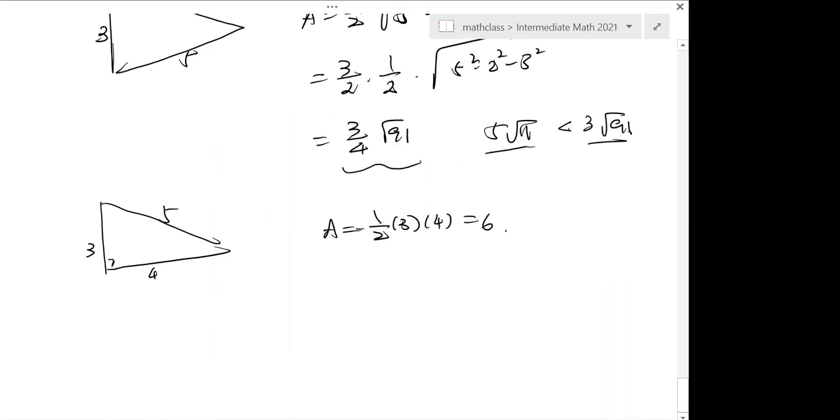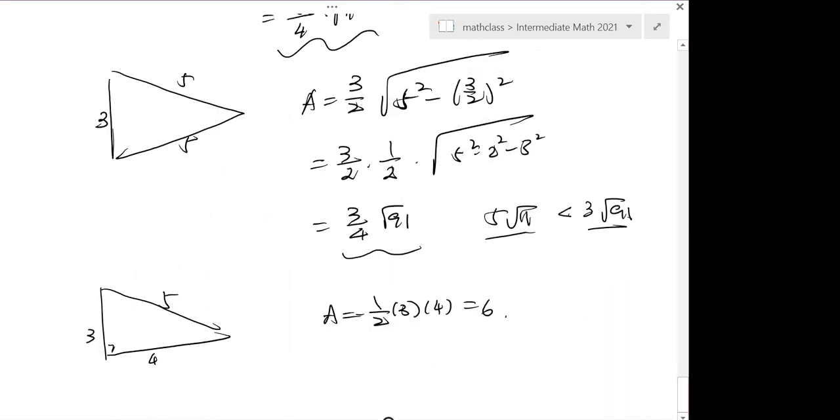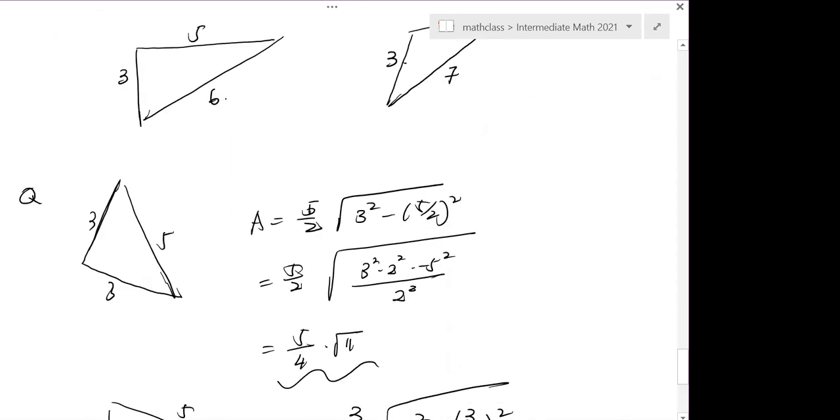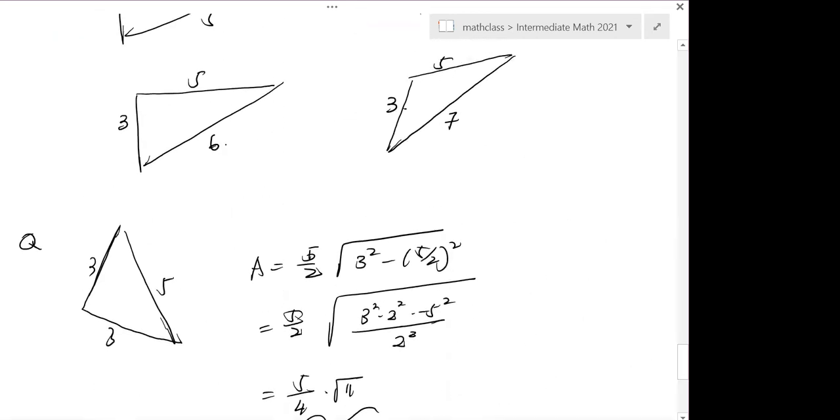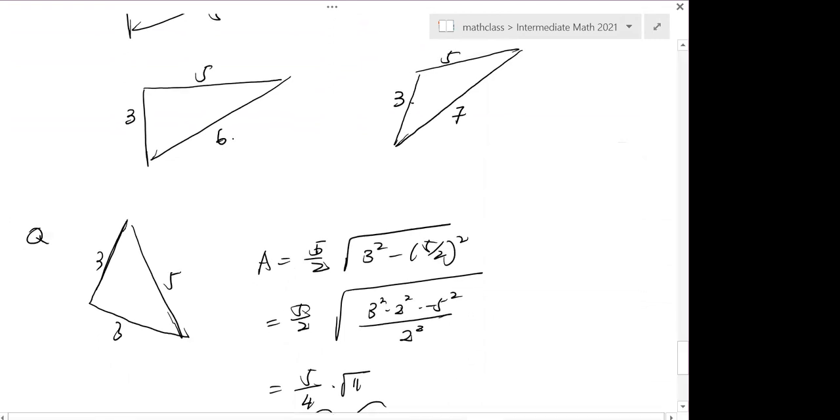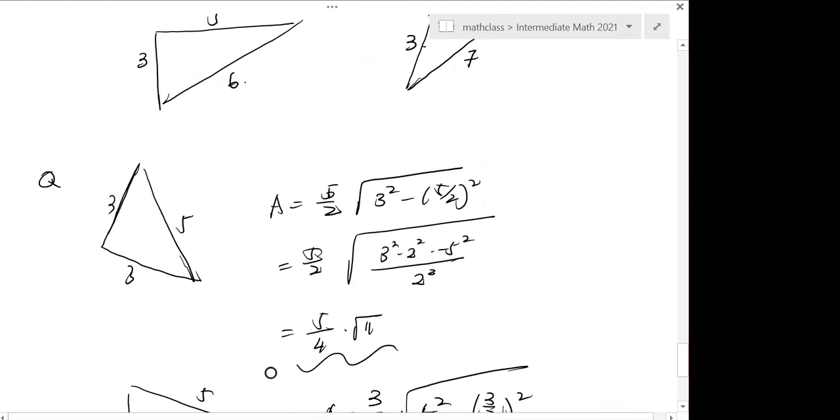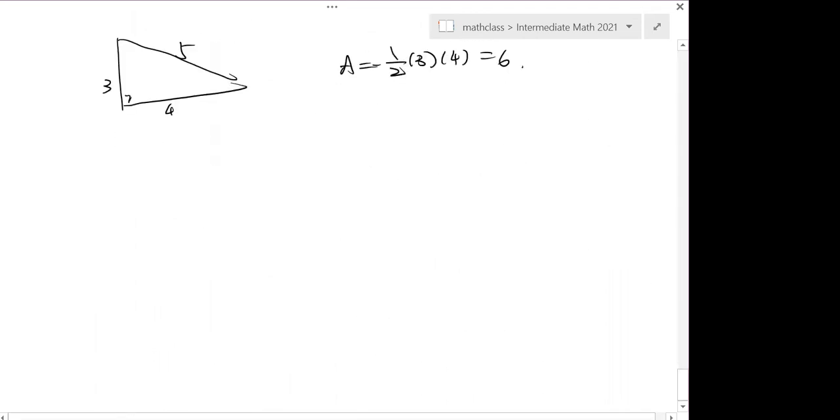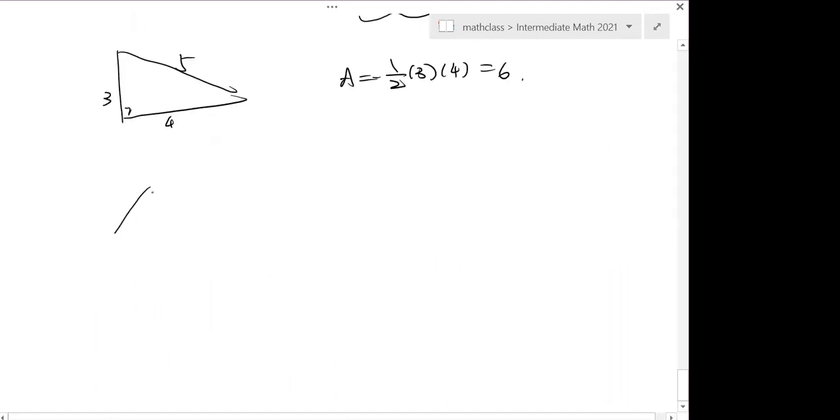Now for the last two. The last two are 3, 5, 6 and 3, 5, 7. I think 3, 5, 6 and 3, 5, 7 are harder to compare to see which one is larger. Then you have to use Heron's formula to find the area.